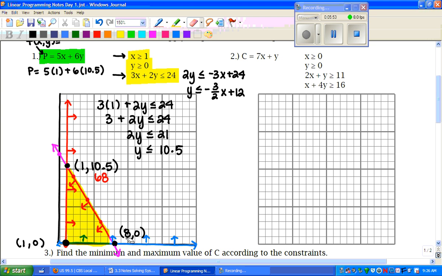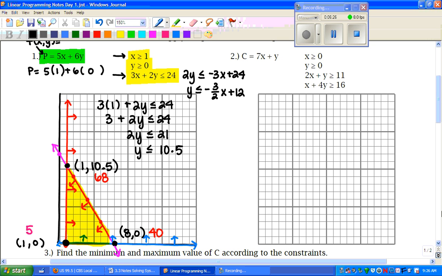If we repeat that process for the coordinate 8 comma 0, I'm going to go back and plug in 8 for x, 0 for y. If you need a calculator, use your calculator. It should give you 40. And the last one, we go back and we plug in 1 comma 0, 1 for x, 0 for y. Again, if you need a calculator, use it. That one should give you 5.